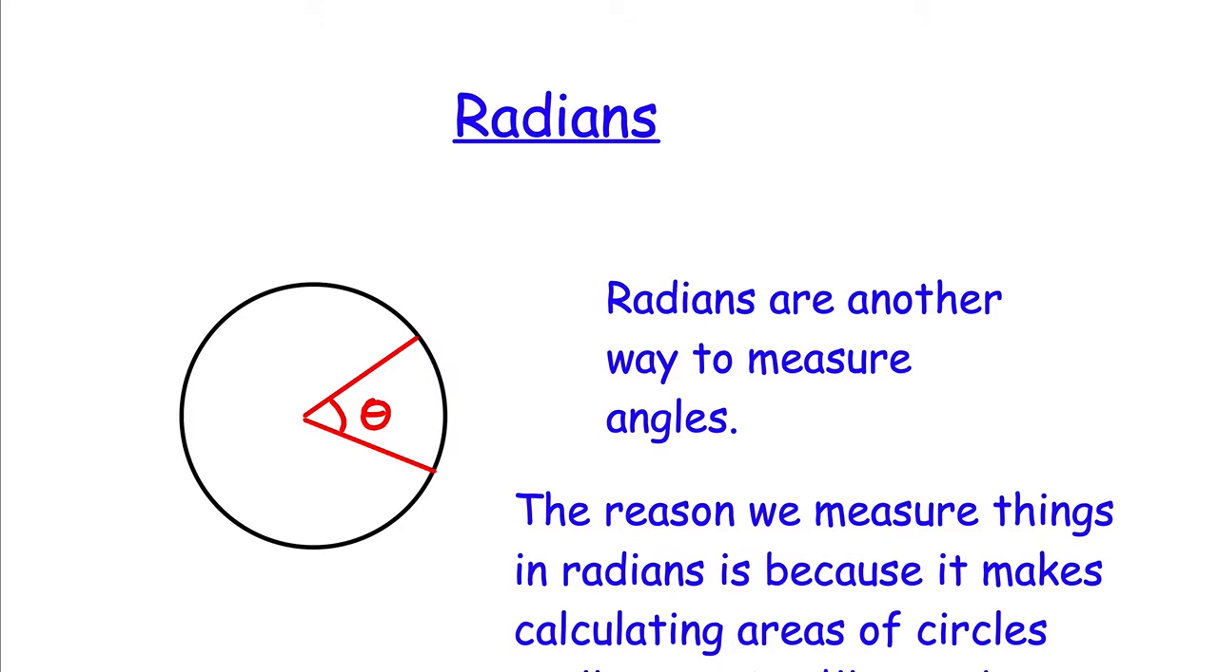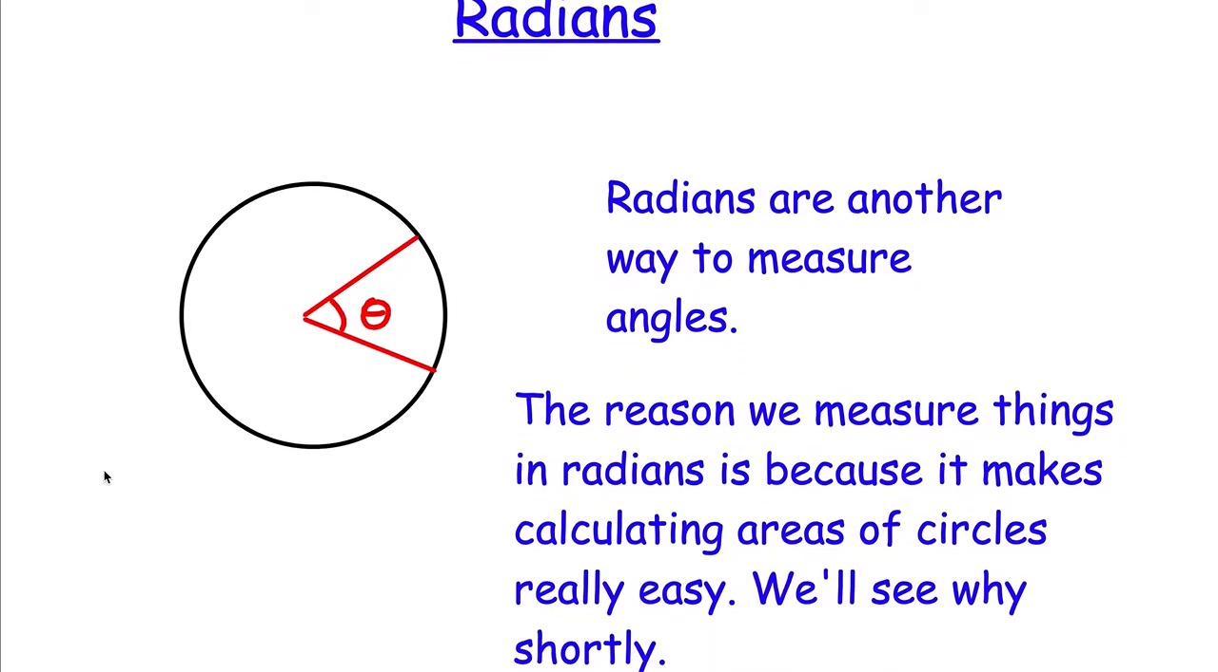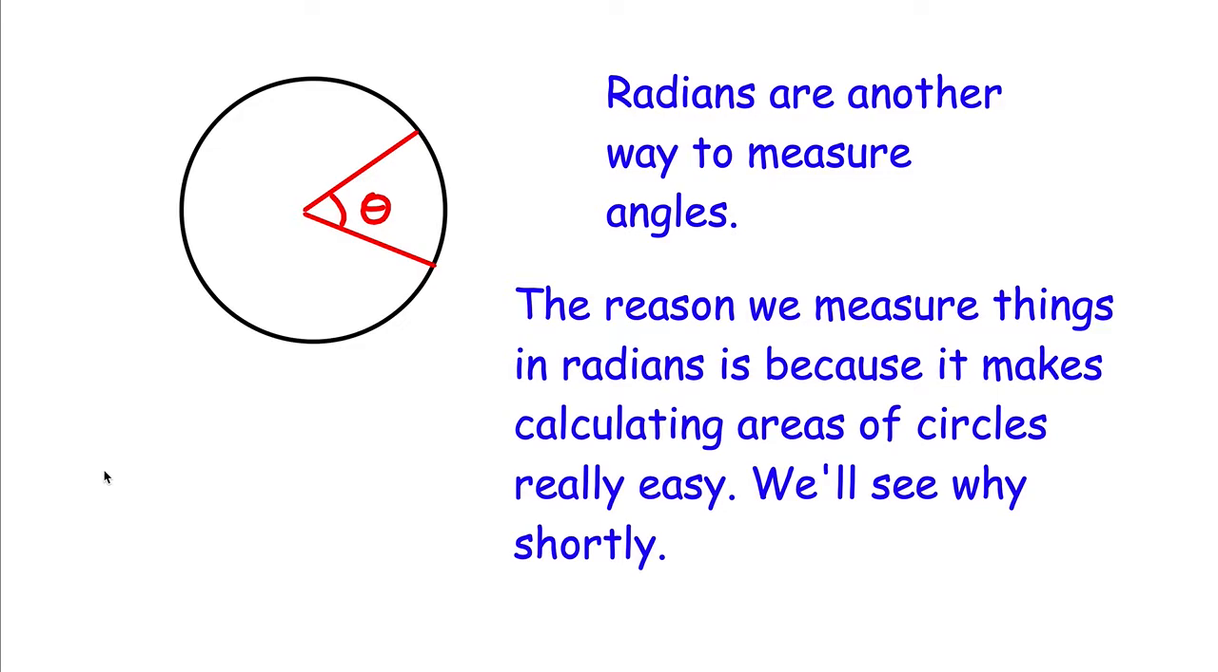So a radian is an angle. We've always worked in degrees until today, but we can use another measurement instead. It's like using miles and kilometers or pounds and grams. It's another way to measure an angle, and the reason we do this is because it actually makes working out things to do with areas of circles or arc lengths really straightforward, and you'll see that in a video or two's time. That's one of the reasons behind it.